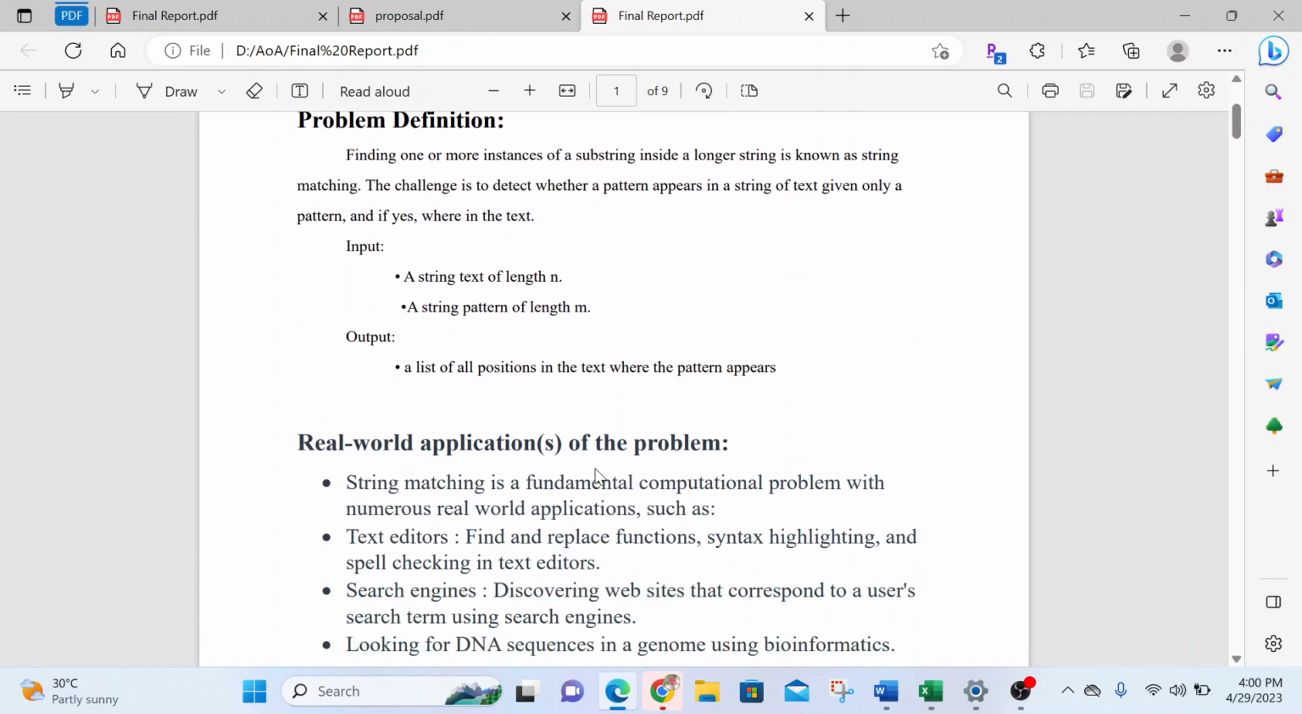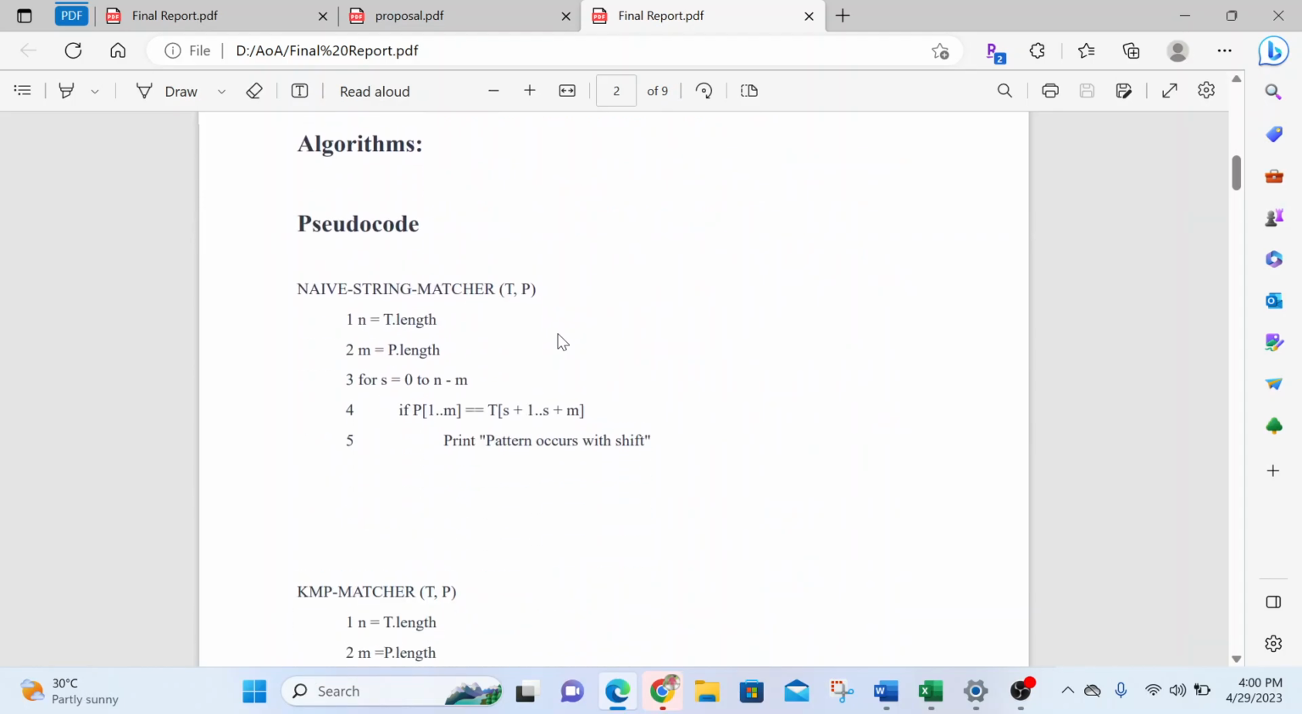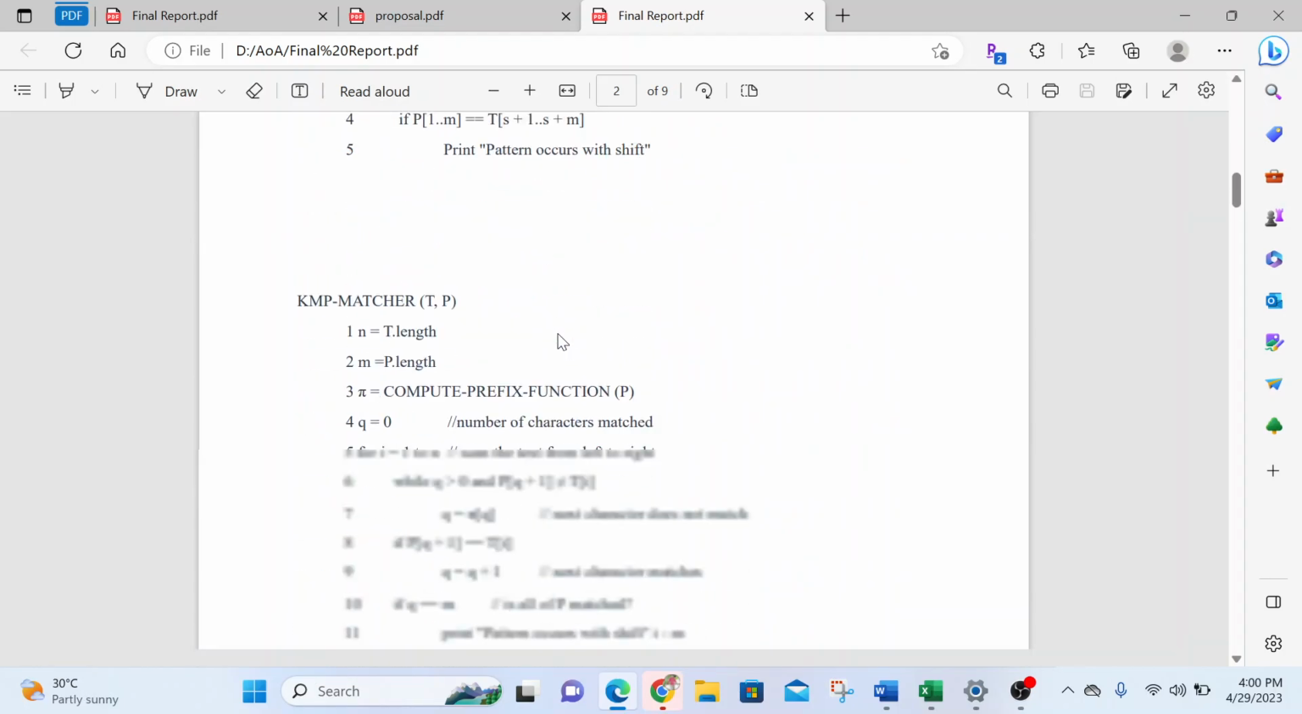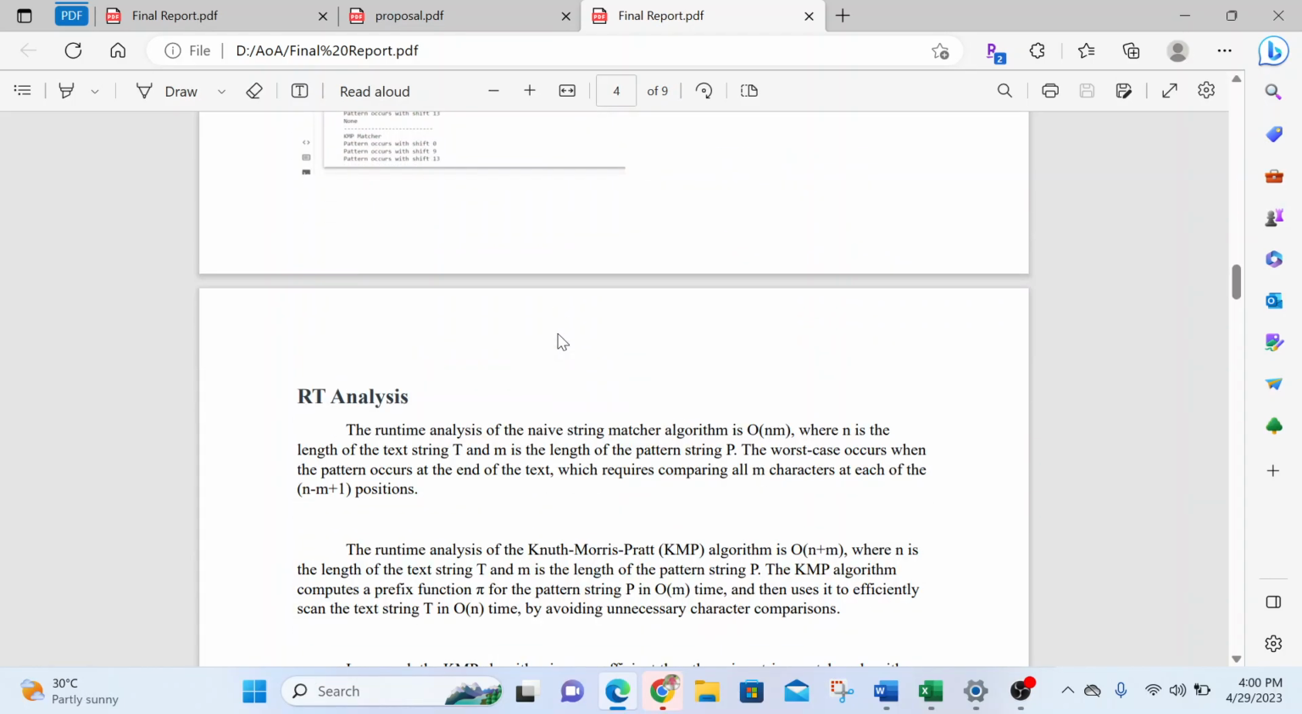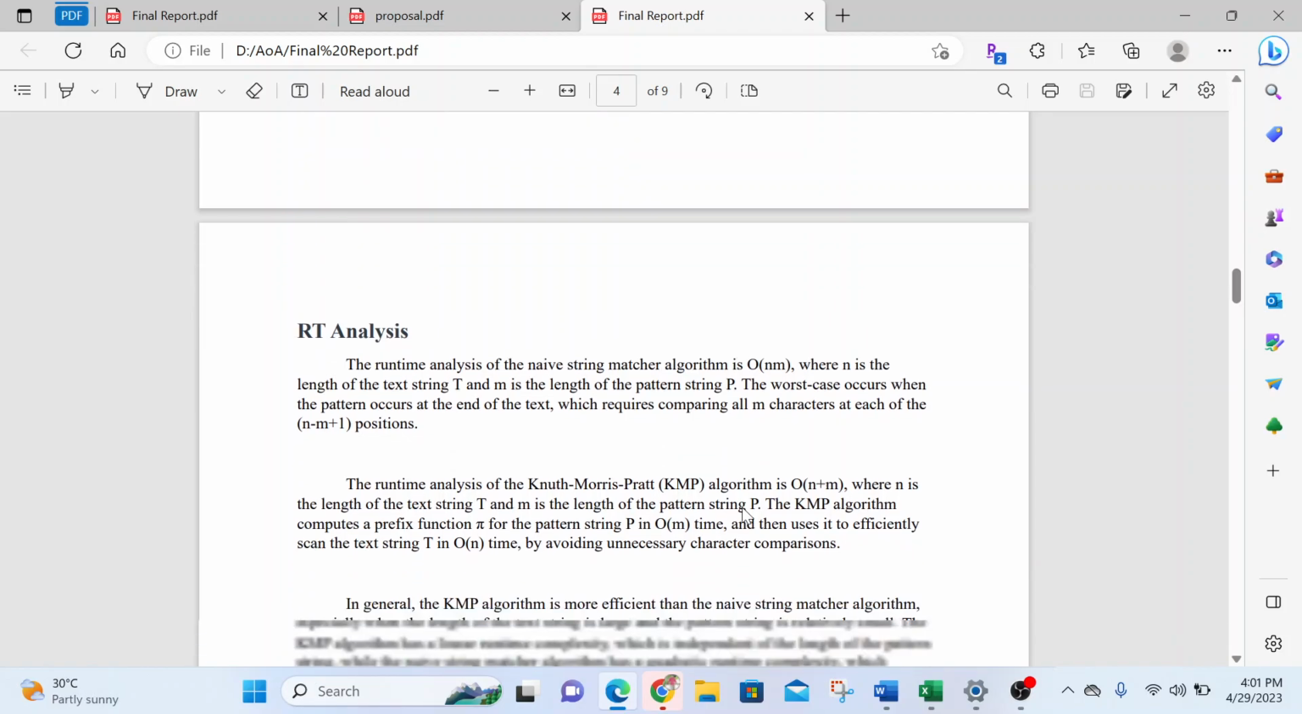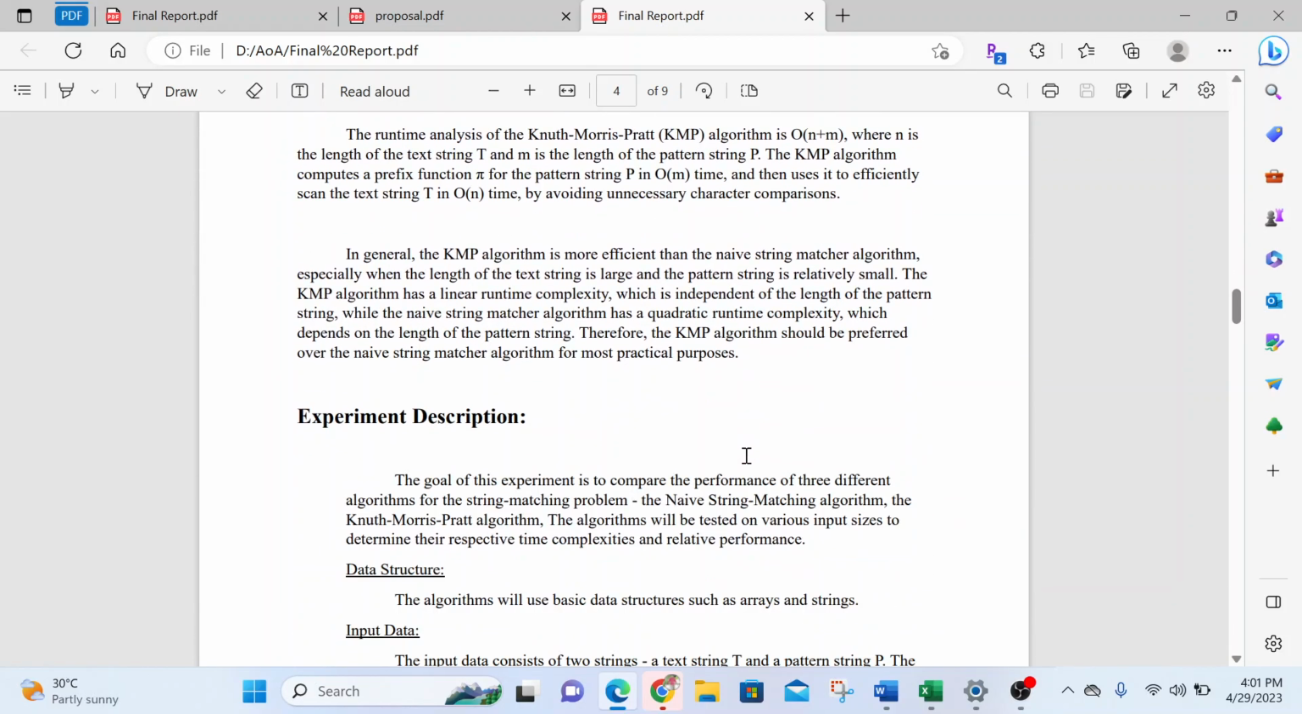The problem definition: finding one or more substrings inside a longer string is known as string matching. I'm going to explain about the lengths n and m. These are the pseudo codes for the Naive string matcher, and the runtime analysis would be O(nm).